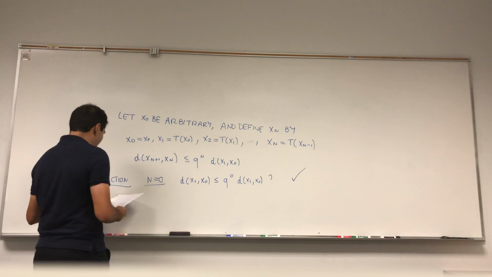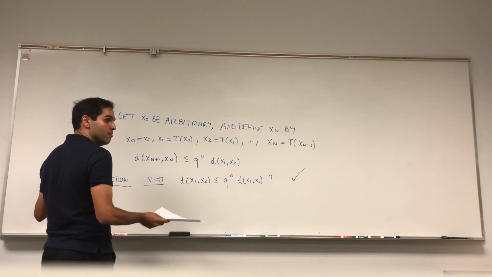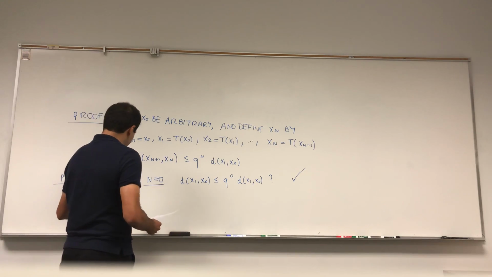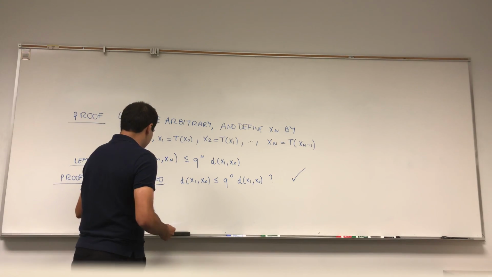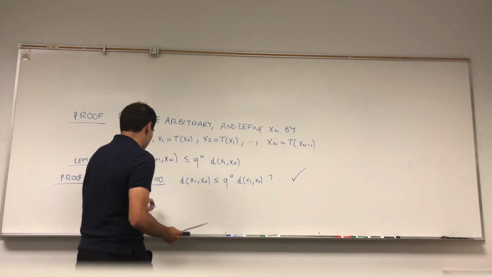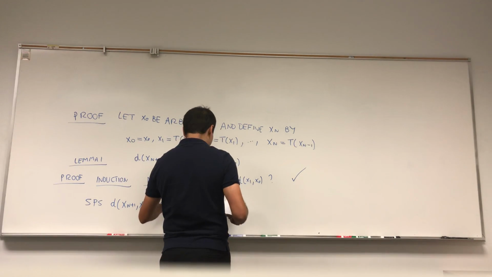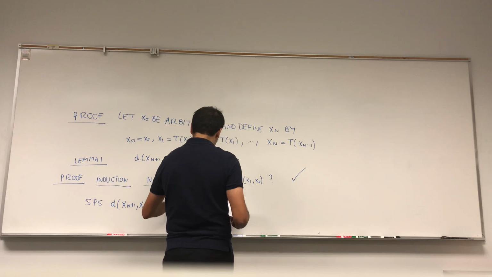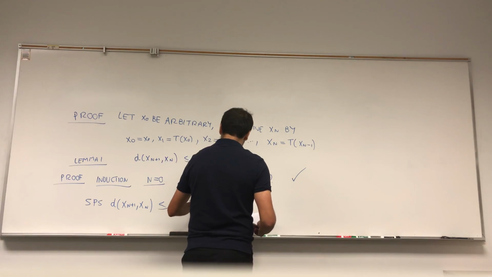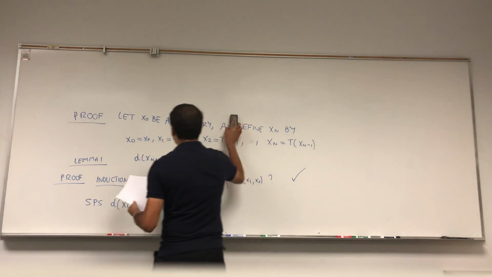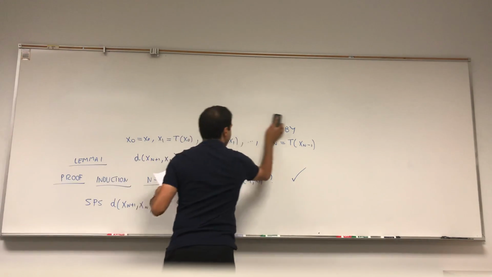All right, now for the inductive step. Suppose we do have an improvement, let's show we have a better improvement. So suppose d(x n plus 1, x n) is less than or equal to q to the n times d(x1, x0). Well, let's see what happens with the next point.